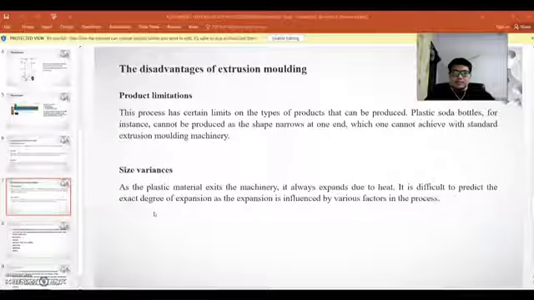Next are the disadvantages of extrusion molding. First disadvantage is product limitations. This process has certain limits on the type of product that can be produced, like plastic soda bottles, which cannot be produced as the shape narrows at one end, which cannot be achieved with standard extrusion molding machinery. Second is size variances. When the product exits the machinery, we cannot expect the same sizes because it expands due to heat.